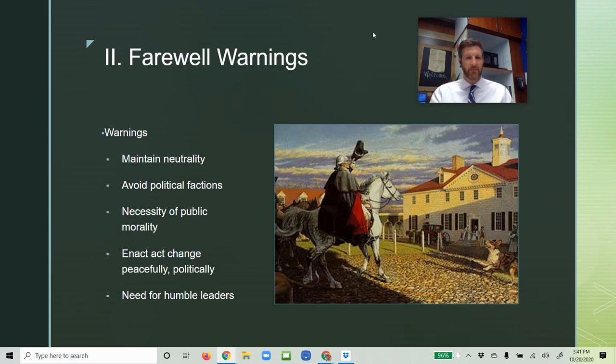He emphasized the need for public morality. He said, you're not going to be able to govern a free people if the individual people in their hearts and their consciences and their behavior are not moral. He, again, in kind of the spirit of the Whiskey Rebellion, said, if you want change, you need to do it politically.